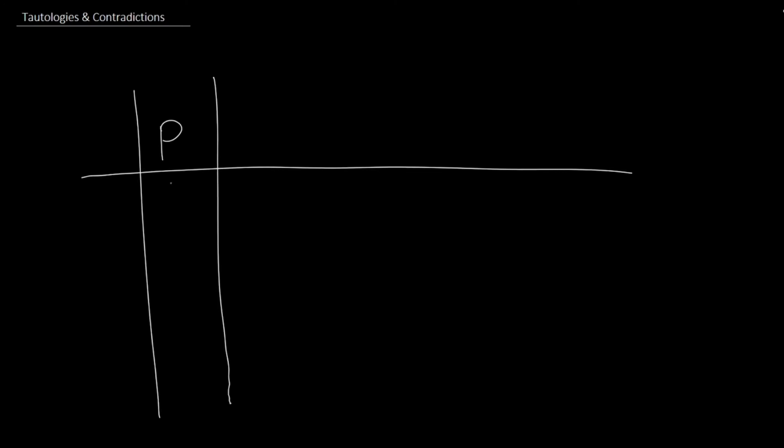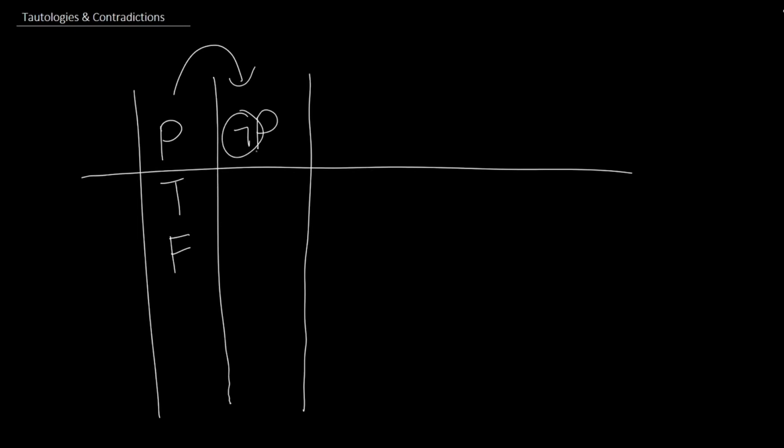Well, P can be either true or false, right? That's all the possibilities there are. It can't really be anything else. Those are the only two options. Let me also add a symbol not P. So this is pretty familiar to you all. If we have P and not P, then what this symbol does is it just flips the original statement here. So if we have T, then we have F, and if we have F, then we have T.